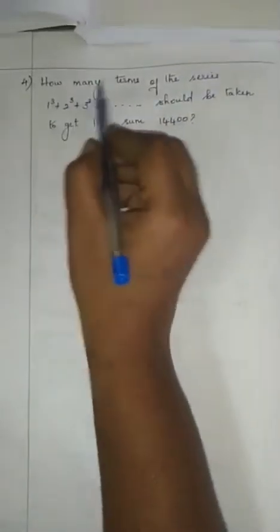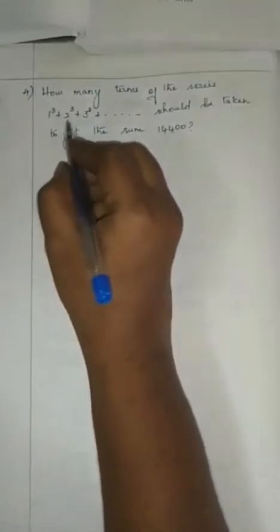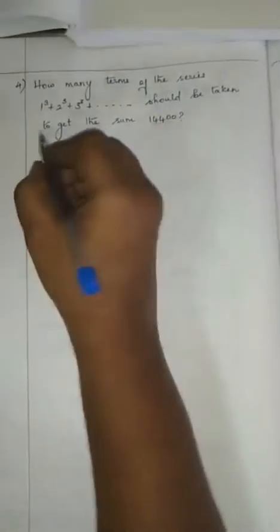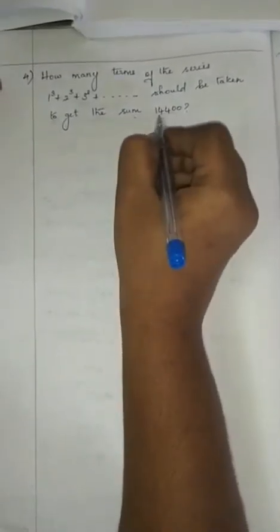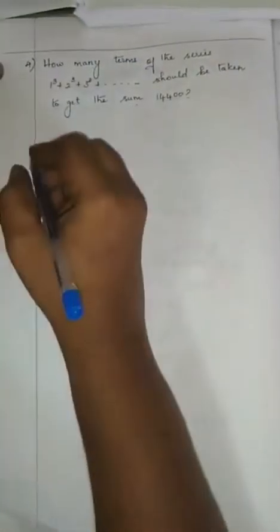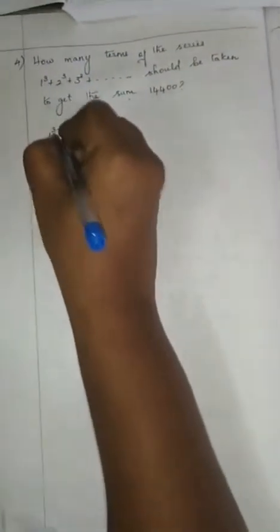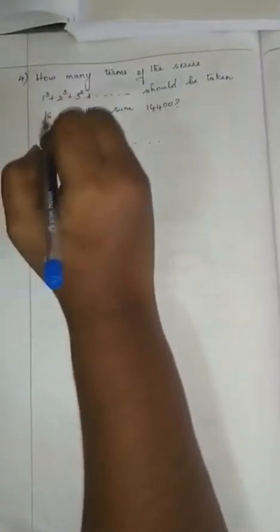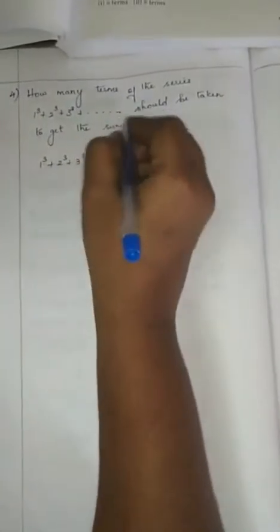The sum is, how many terms of the series 1 cube plus 2 cube plus 3 cube, going on, should be taken to get the sum 14,400? So what is given is 1 cube plus 2 cube plus 3 cube, it goes on. How many terms they have asked? So some n terms is there. We don't know till what number it is. So that n value only they have asked.